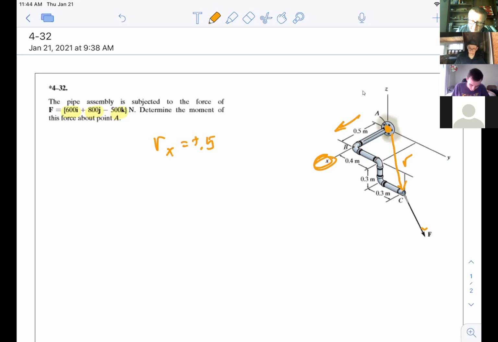What about Y? How far did we go in the Y? 0.4 and then 0.3, so 0.7. You agree with that? And again, we went toward Y, so that's positive. What about Z? How far did we go in the Z direction? We only did one thing in the Z direction, right here. Again, it says 0.3, but we went down 0.3, right? So that's actually negative 0.3.